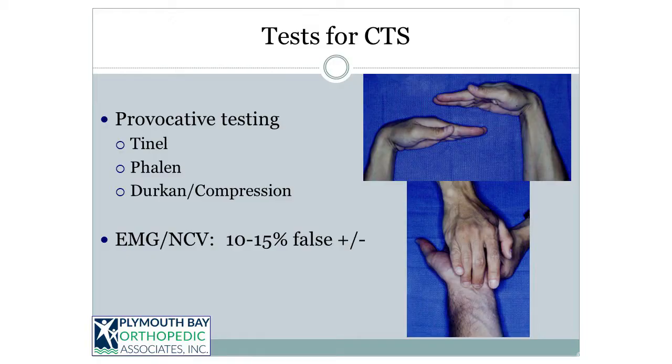The most sensitive test is actually the compression test. So if you just hold pressure over the carpal tunnel, and typically we hold for at least 30 seconds, and by holding there and putting additional pressure in the carpal tunnel, if you develop numbness and tingling there, that's a pretty good sign that you do have carpal tunnel.